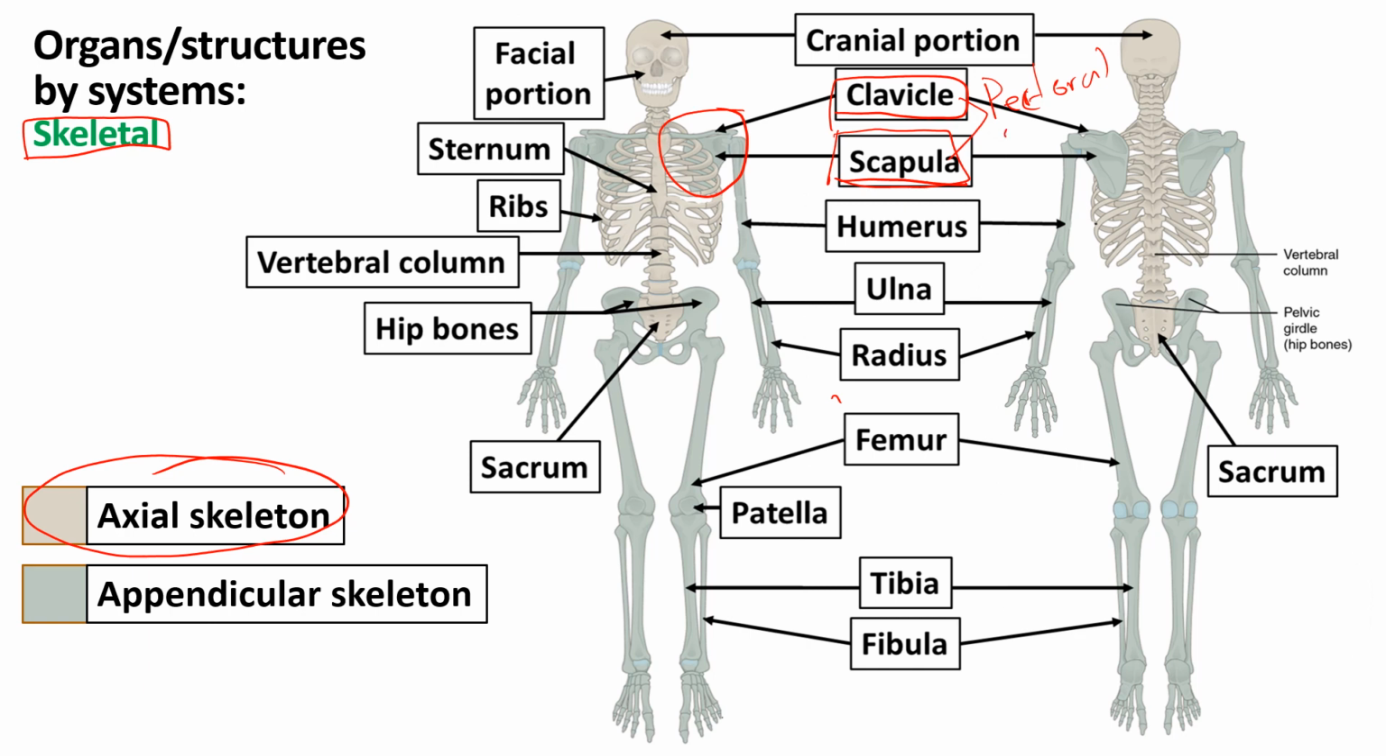Pectoral girdle. The pectoral girdle connects the upper extremity with the trunk. The coxal bone. All right, the coxal bone is this bone.